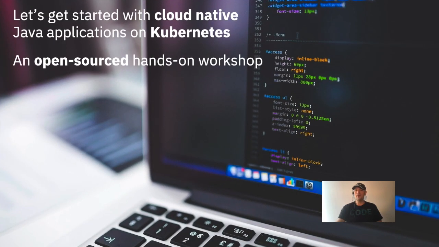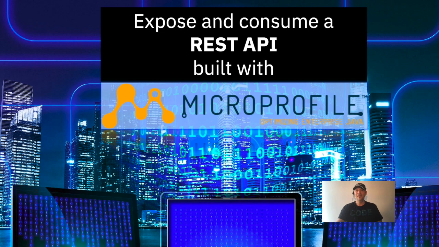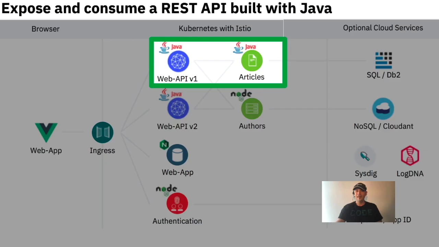Started with cloud-native Java applications on Kubernetes, an open-sourced hands-on workshop. Today, expose and consume a REST API built with MicroProfile. Let us take a look at two microservices of our cloud-native starter sample. The two loosely coupled services exchange their data information using JSON and REST on the HTTP connection.